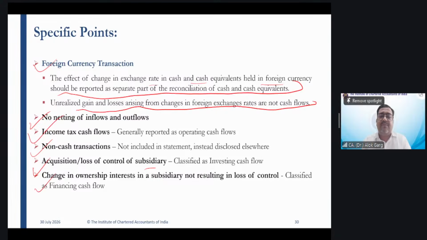Changes in ownership interest in a subsidiary. So, acquisition or loss of control in a subsidiary, right? Whenever you acquire a subsidiary, you have to show it as an investing activity. Whenever you lose control over the subsidiary, meaning you sell the stake and lose control, it is also considered an investing activity.